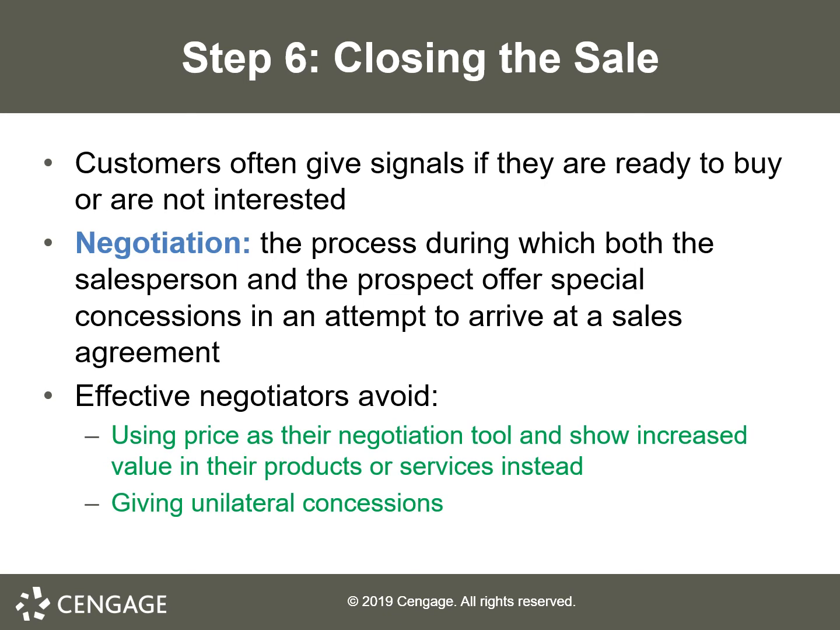So step 6 looks at closing the sale. Often this involves negotiation. Negotiation is the process during which both the salesperson and the prospect offer special concessions in an attempt to arrive at a sales agreement. Effective negotiators avoid using price as their negotiation tool and show increased value in their products or services instead. They avoid using price or giving unilateral concessions as well.